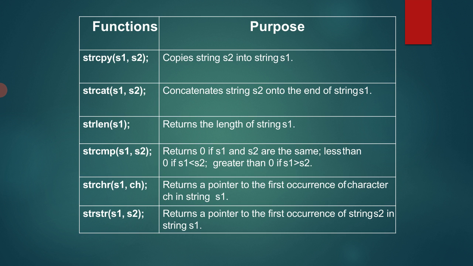Next is strstr(s1, s2). It returns a pointer to the first occurrence of string 2 in string 1. There is one more function, strrev. I forgot to write that name in this slide. The strrev function is used to reverse the string. So these all are the string related functions.